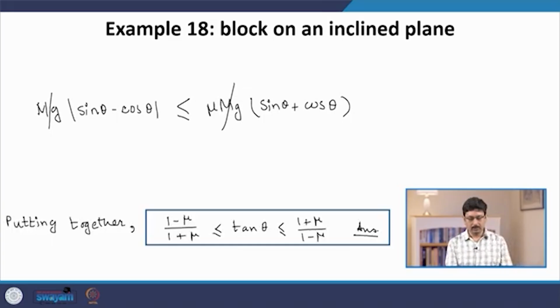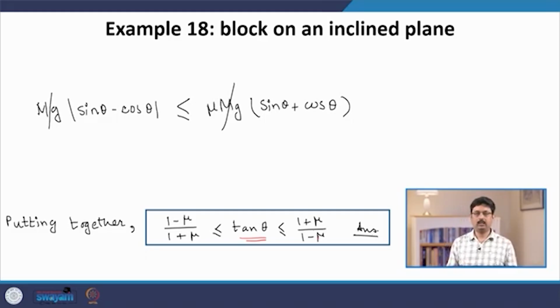If we combine them together, we get a double inequality: theta should be such that tan theta falls within 1 minus mu by 1 plus mu and 1 plus mu by 1 minus mu. So, this is the answer.